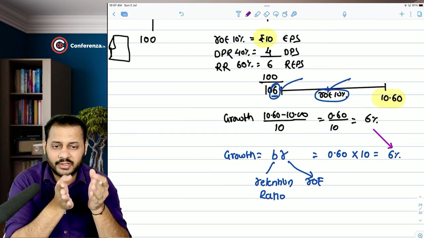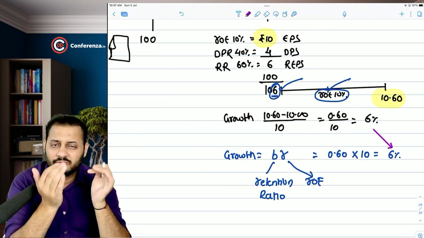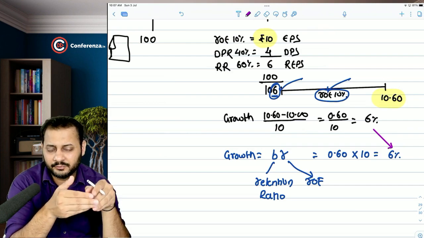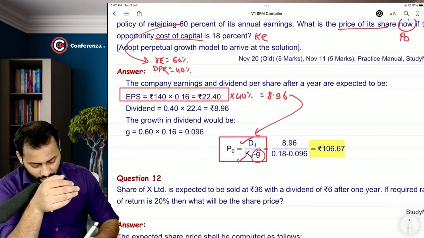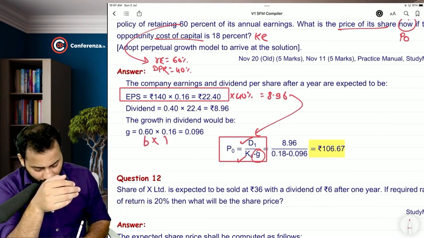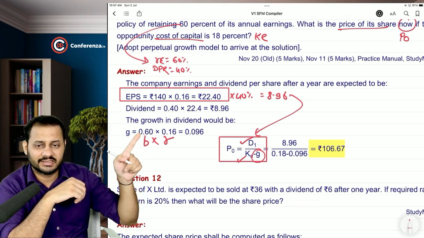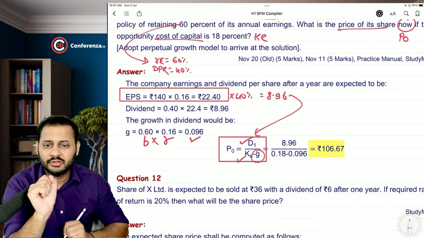Growth rate is B into R. B is the standard term used in our syllabus for the retention ratio. So you need to always understand or remember that. So that is what is being used here. Growth is equal to B into R. 16% is the return on equity, 60% is the retention ratio, 9.6% comes to the growth rate.